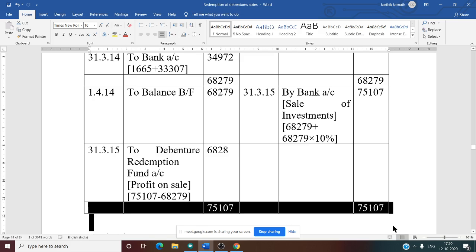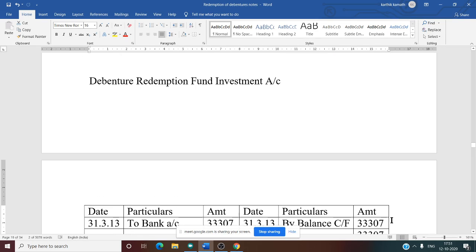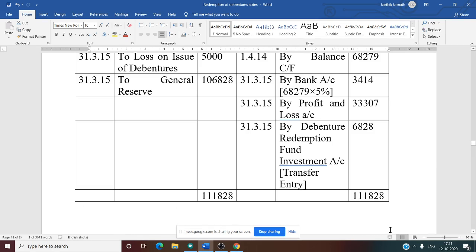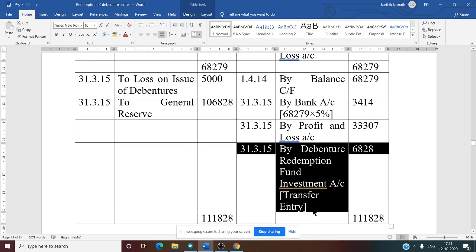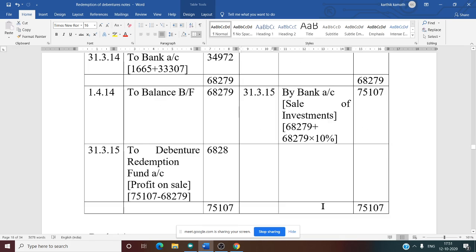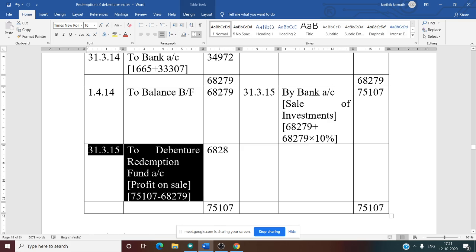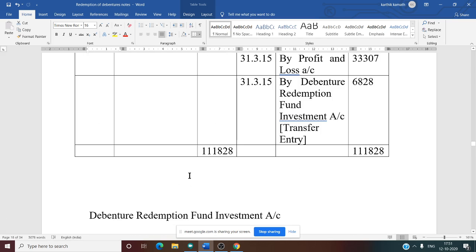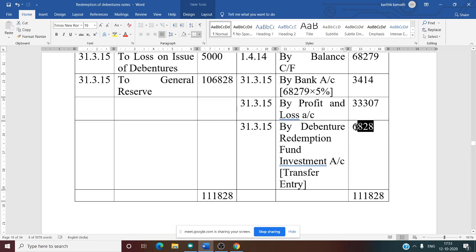So now we have closed the debenture redemption fund investment account. Now we need to go for the second account. We left that account for the last year. Now we need to go for the previous account. In the previous account, here you need to write the transfer entry, by debenture redemption fund investment account. Why have we written by here? See this, you need to see the third account. This entry itself we have written: debenture redemption fund investment account debit to DRF account. So when you write the to here in the DRF account, automatically by DRFI. See this, transfer entry, by DRFI account 6,828 profit on sale.